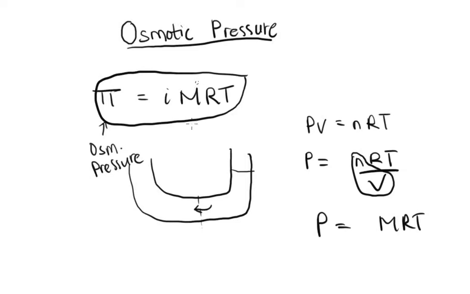All this is saying is that the osmotic pressure is directly related to the Van't Hoff factor, the molarity, the ratio between solute and solution, the temperature, and this is the gas constant, 0.0821 liter-atmospheres per mole-kelvin.